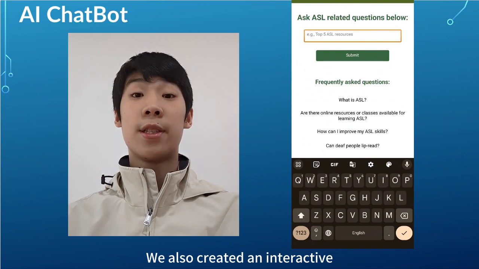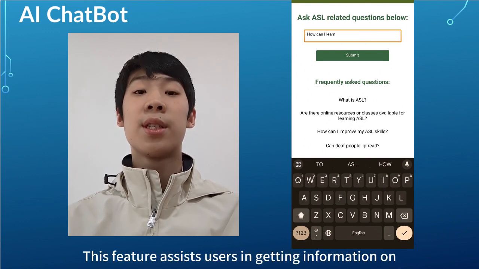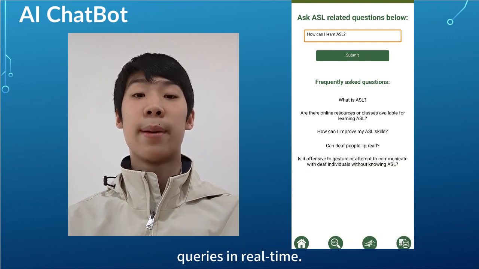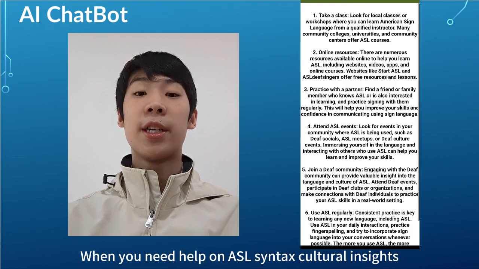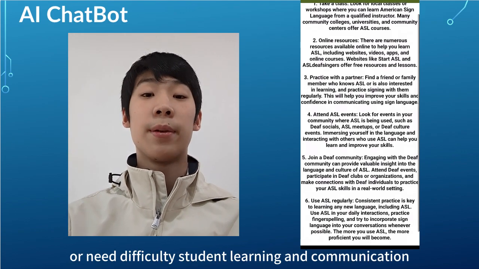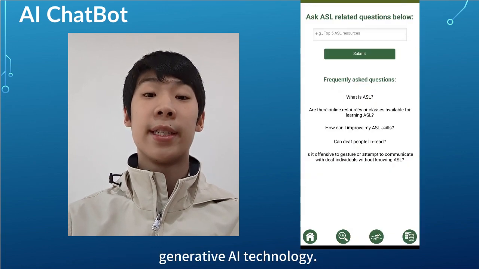We also created an interactive AI chatbot using ChatGPT API technology. This feature assists users in getting information on ASL-related topics and answering their queries in real time. When you need help on ASL syntax or cultural insights, or meet difficulties during learning and communication, our AI chatbot is here to assist using advanced generative AI technology.